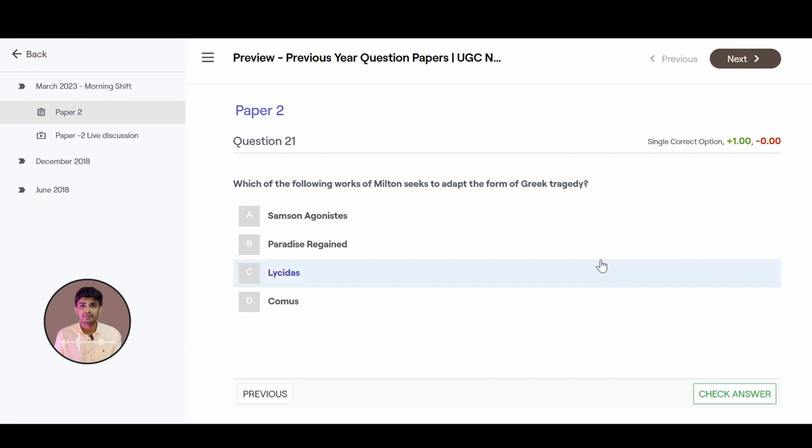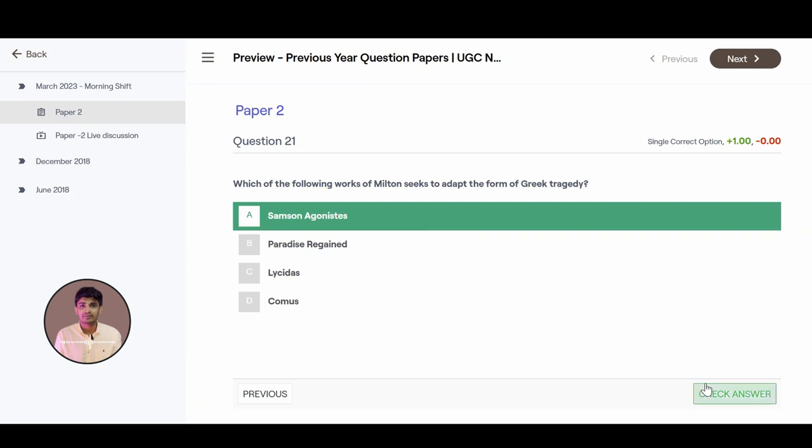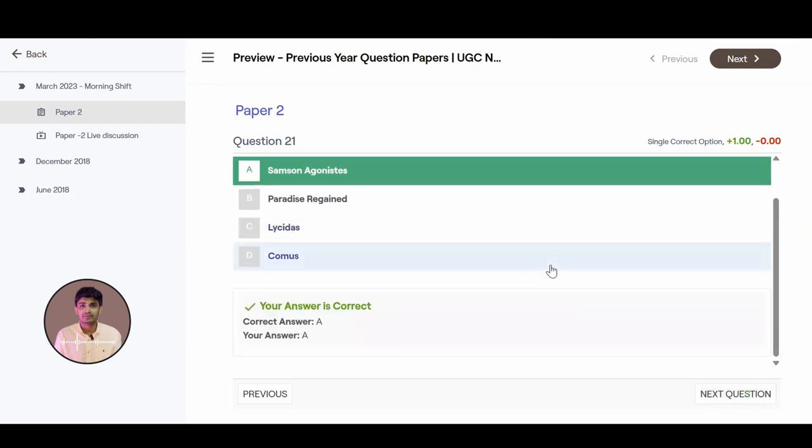Next question. Which of the following works of Milton seeks to adapt the form of Greek tragedy? Greek tragedy has a particular structure. Milton adapts the same for another work written by him. Which is that particular work? Let's try with Samson Agonistes, and yes, it was a tragedy written by John Milton, who wrote the only English epic, arguably, which is Paradise Lost. This John Milton wrote Samson Agonistes, which was published in 1671.